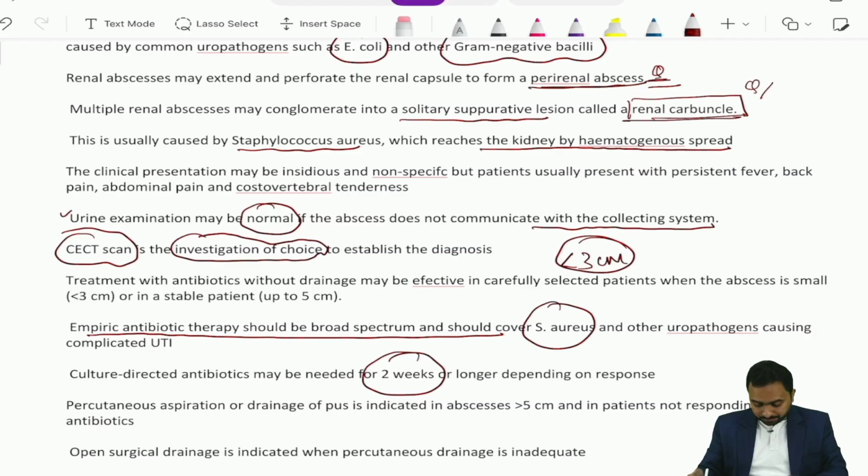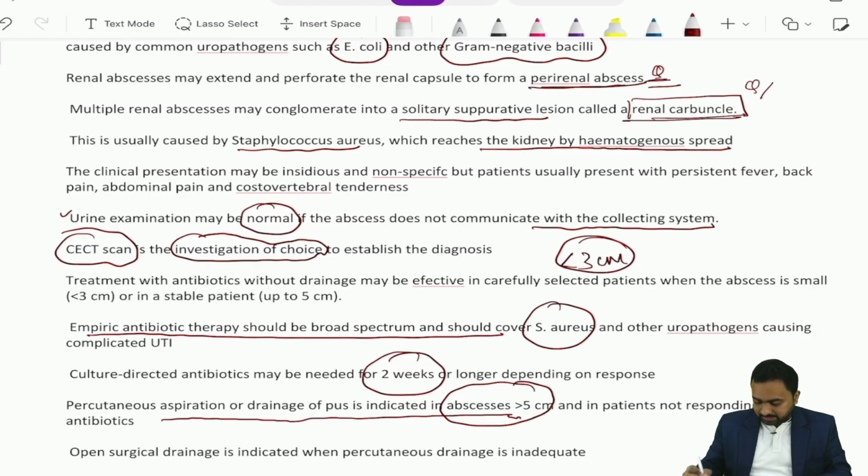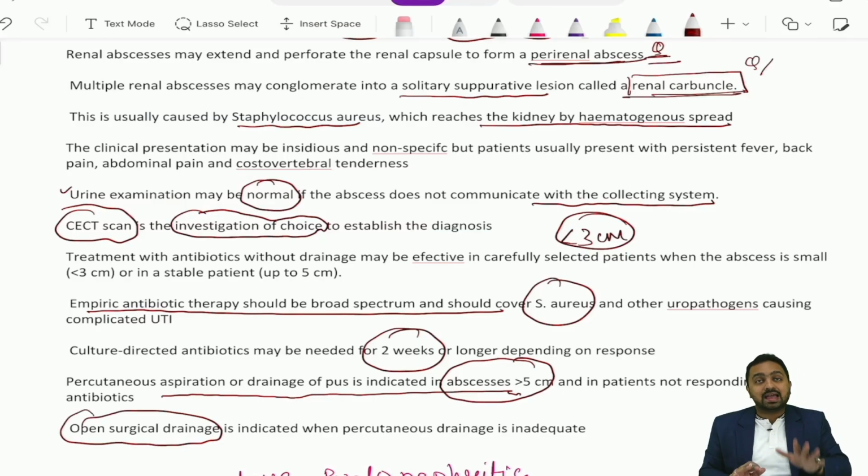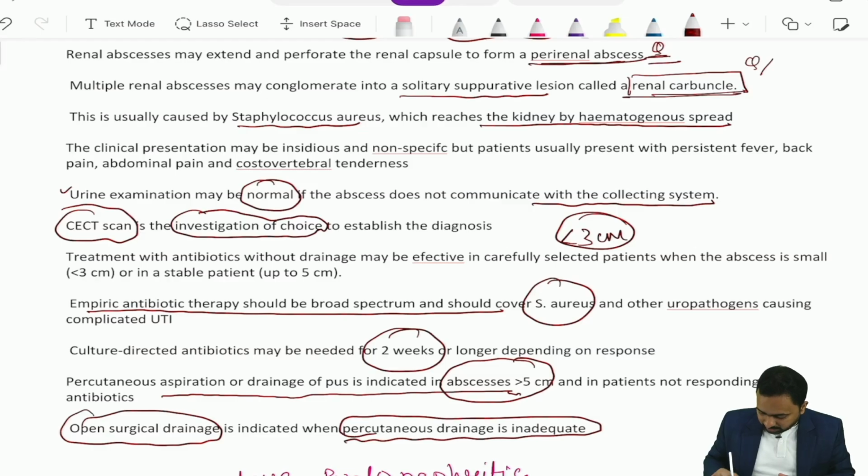Percutaneous aspiration or drainage of pus is indicated when you have abscesses more than 5 centimeter and in patients who do not respond to antibiotics. Open surgical drainage is usually not needed, and it is done only when percutaneous drainage is inadequate.